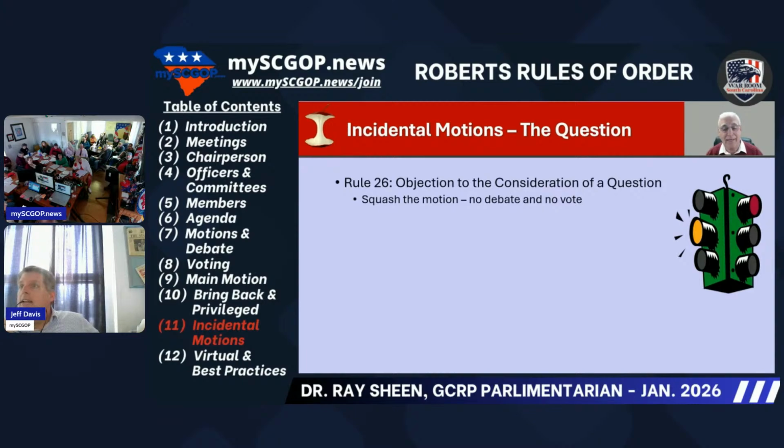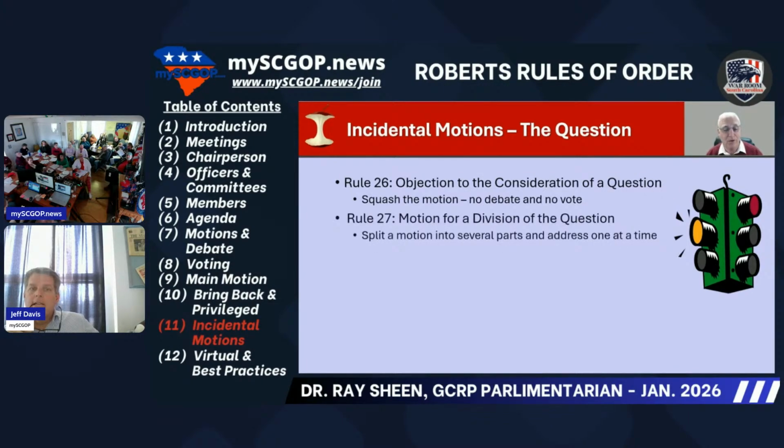The person making it can interrupt whoever has the floor. It does not require a second. It cannot be debated. It cannot be amended. However, it requires a 2/3 majority to pass, and if it does, it has the effect of squashing the motion.